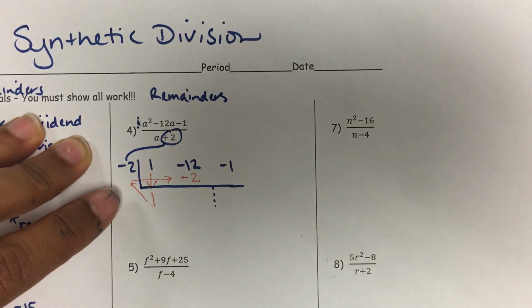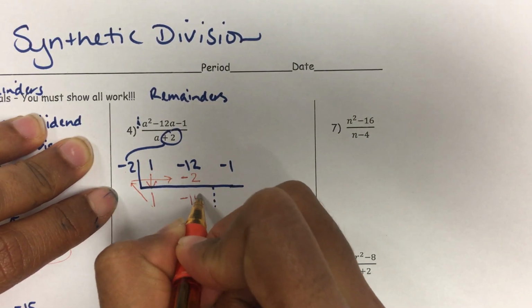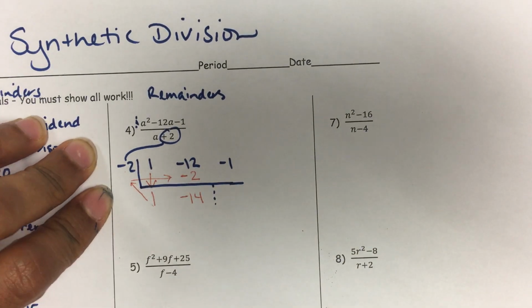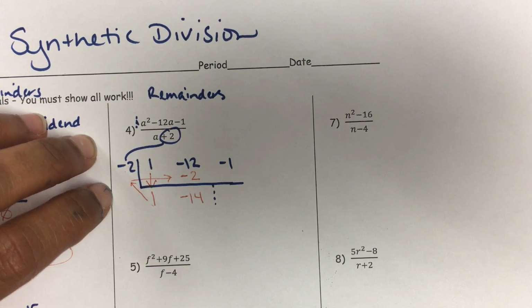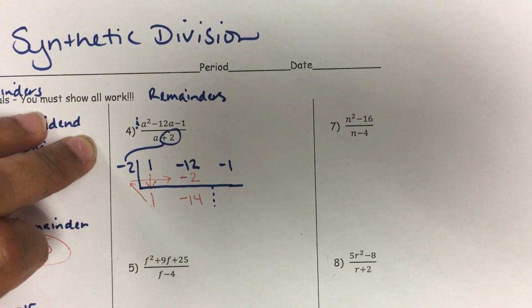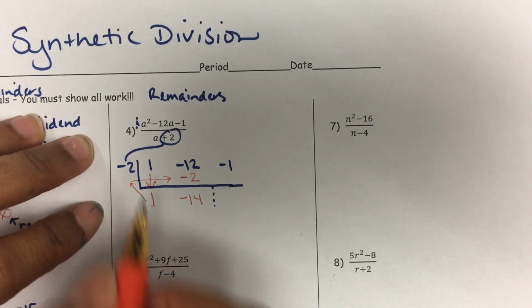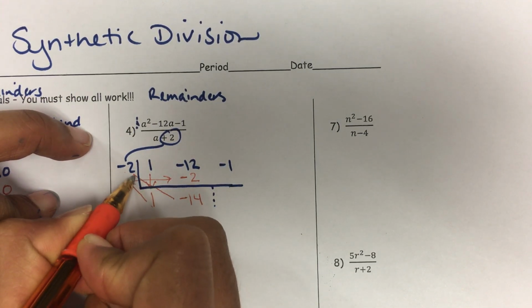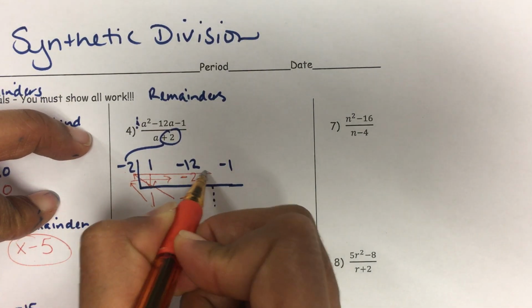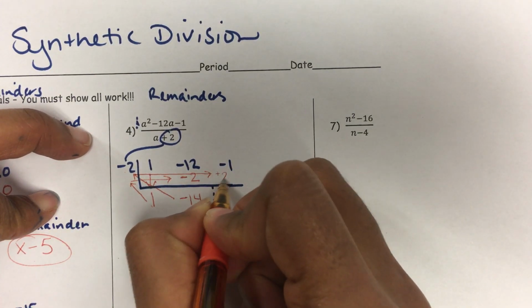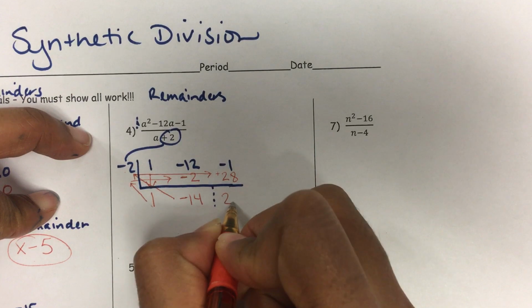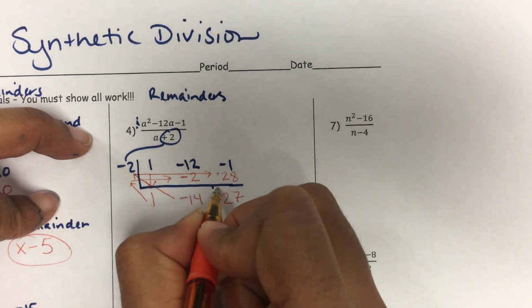We add, and you get what? Negative 14. Please verify that you get negative 14. Don't just believe me. You need to be able to get that on your own. If you're adding extra minuses or negatives, you're going to mess that up. So double check that you're doing it correctly. Negative 14 times negative 2 gives me a positive 28. Add, we end up with positive 27.